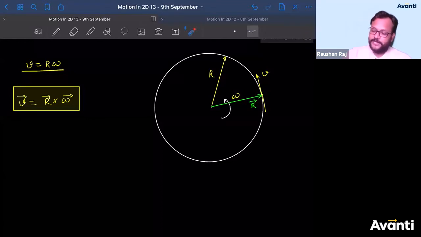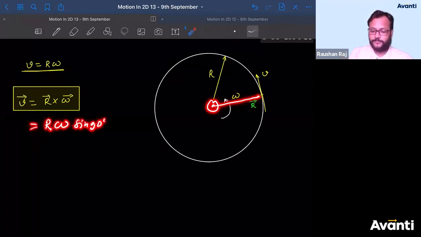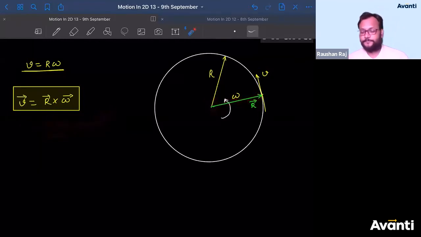Now, the angle between R and omega is 90 for sure, because omega is having a direction out of the plane, that is, perpendicular to the plane. So the angle between omega and R is 90. That is for sure. So I'll get this as R into omega into sine 90. Sine 90 is 1, so R into omega. What about the direction of V?